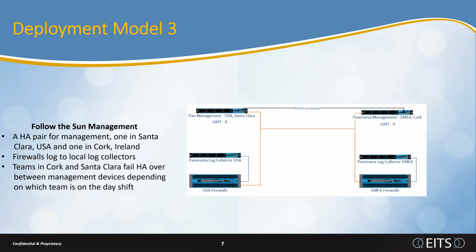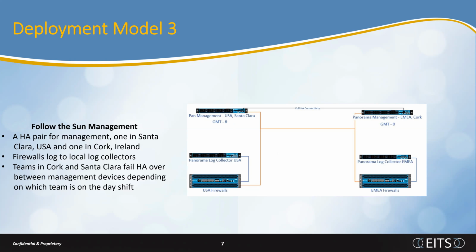There are a lot of different ways to slice this up, but I did want to show one more that's just kind of interesting. This is called follow the sun for management. In this scenario, we have firewalls deployed in the US and we have firewalls over in EMEA. So we have one pair for management, and we'll say that one of those is sitting in Santa Clara on the US side, and one is over in Cork on the EMEA side. Depending on daylight savings time, there's either a 7-hour or 8-hour offset between those two sites.